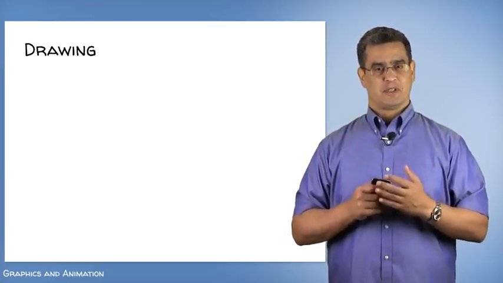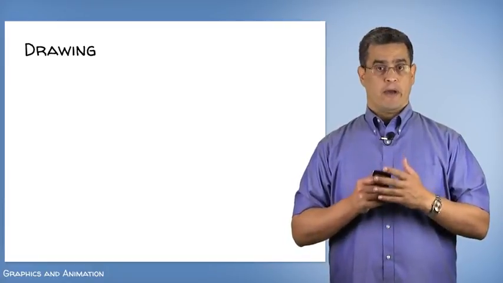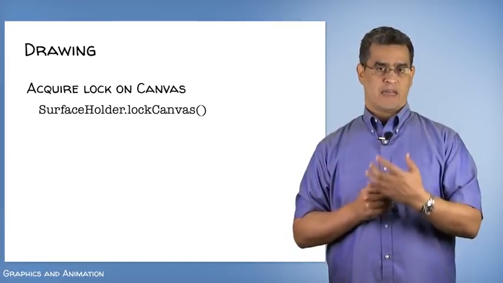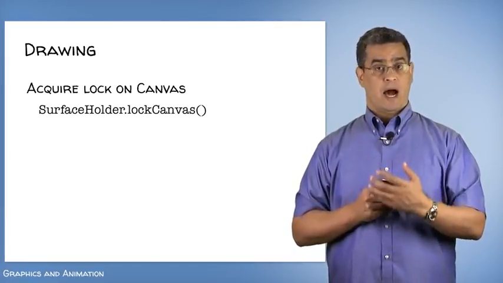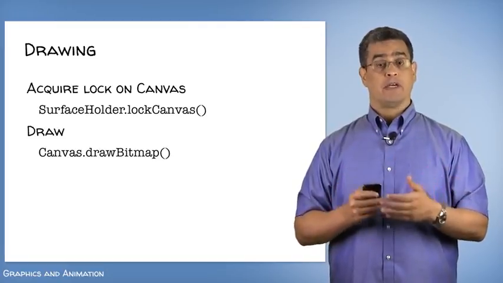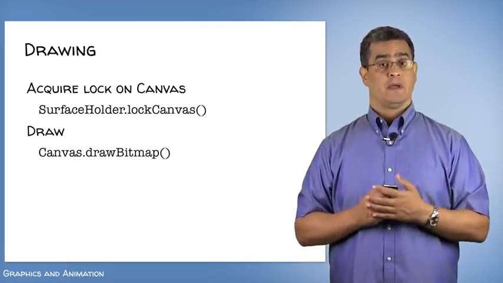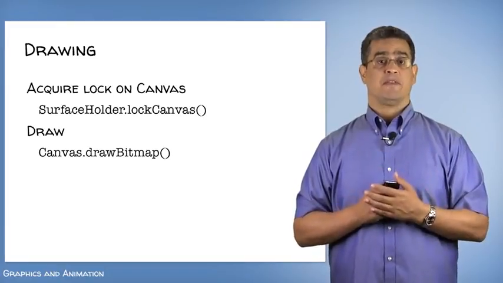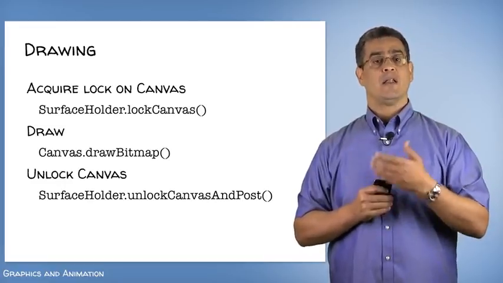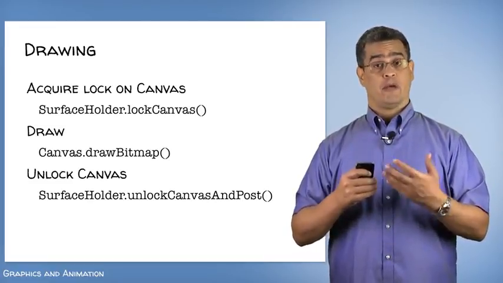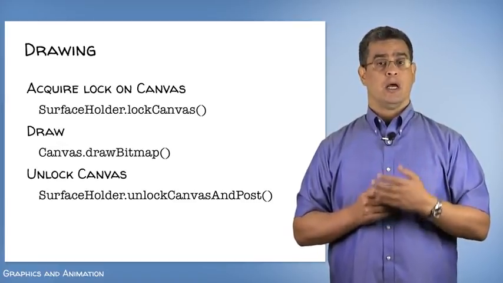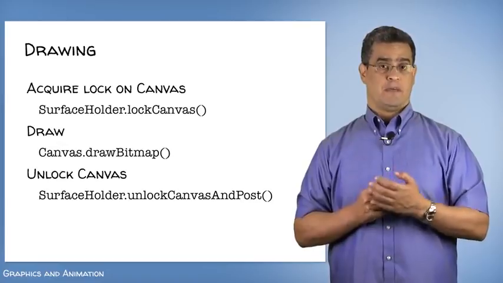So once you've set up the surface view, you can start drawing on it. To draw, you'll first acquire a lock on the canvas by calling the lockCanvas method. Next, you do whatever drawing operations that you want to do on the canvas, for example, by calling a canvas method such as drawBitmap. And last, you unlock the canvas, allowing Android to update the display. You'll do this by calling the surface holder's unlockCanvasAndPost method.